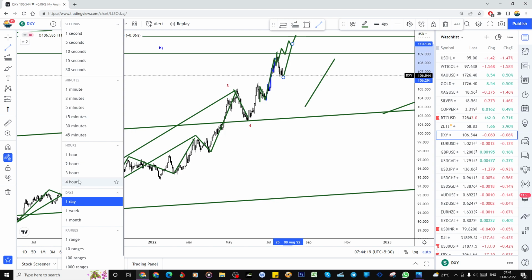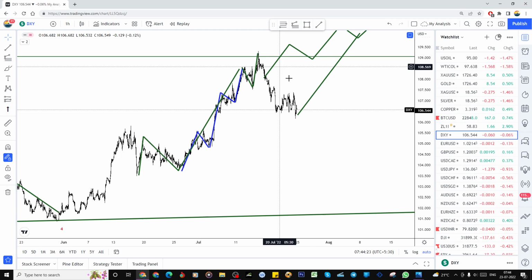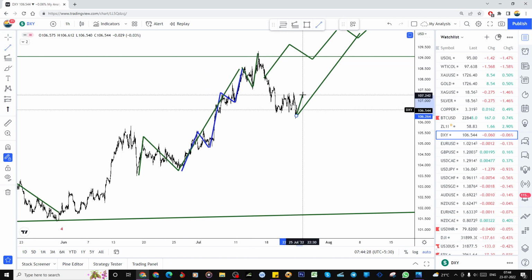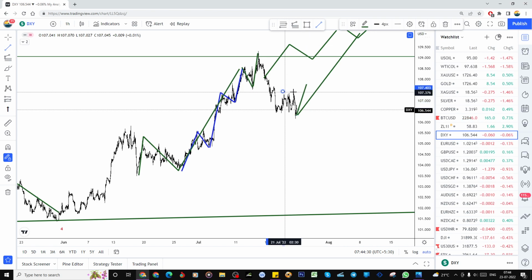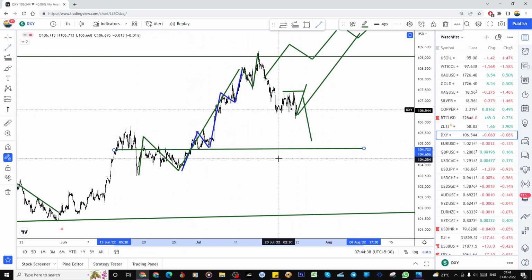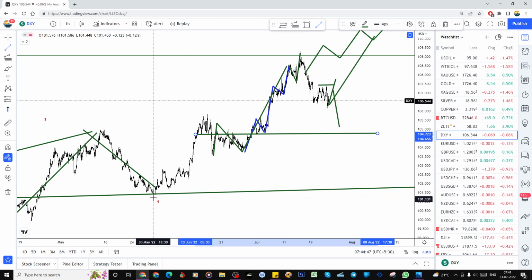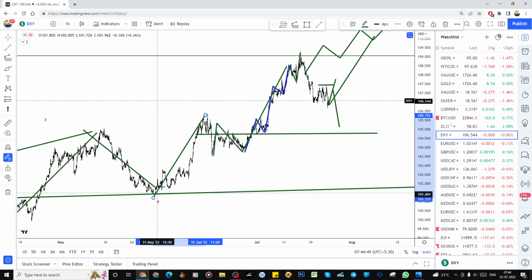But if we keep it like that, the correction structure is not yet completed. What I'm expecting here is one more up, whether it is going to be an expanded flat or a running flat, and from here one more down to reach this zone, 104.7. This is the shorter term. According to that, if it comes here, this will get invalidated, so this is the bigger one.